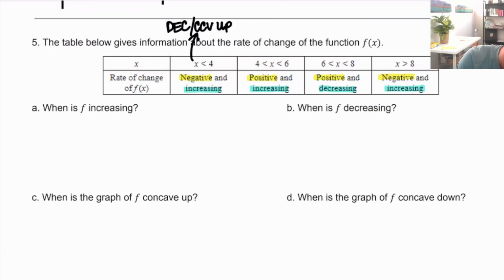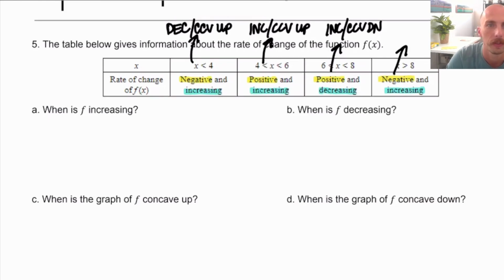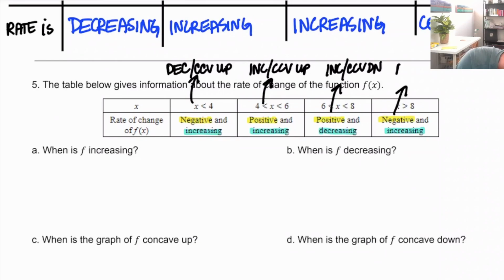All right, when the rate of change of f is positive and increasing, the function f will be both increasing and concave up. And when the rate of change of f is positive, the function's increasing. And when the rate itself is decreasing, that's going to be concave down. And then the last one, when the rate of change is negative, that means the function itself is decreasing. And if the rate is increasing, that'll be concave up.